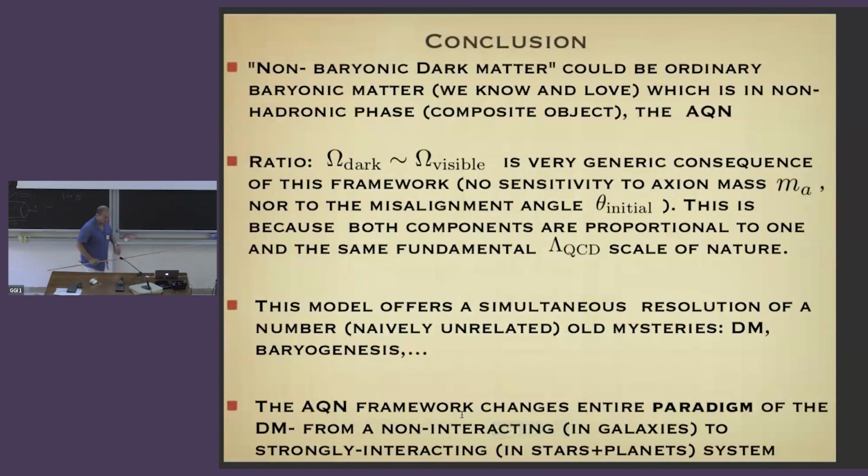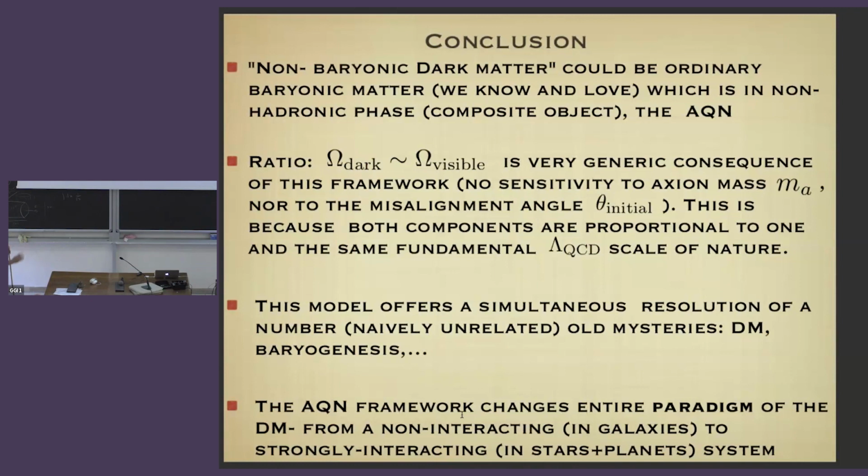Now, I come to the conclusion. I don't have much time. So my conclusion is the following: essentially, every time we say non-baryonic dark matter, my claim is that actually it could be conventional baryonic hadronic matter we know and love, QCD. And in this case, this part of the story is almost a triviality because you simply cannot avoid it. It's a model independent part of the story.